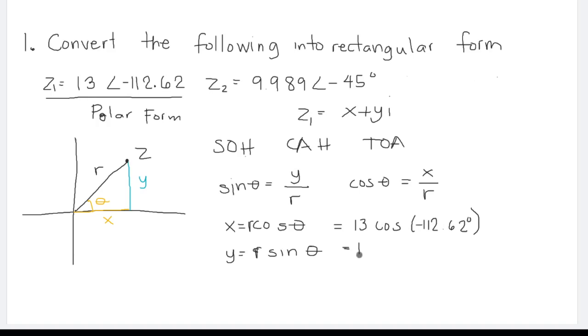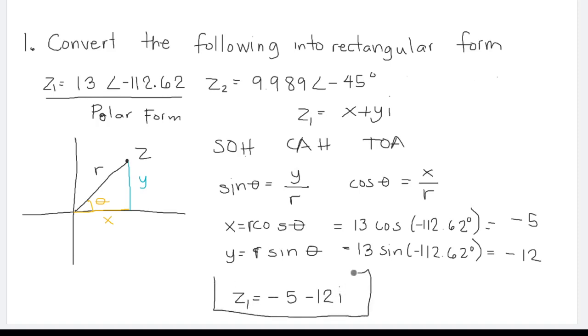So we just substitute the value of r, which is 13, and the angle is negative 112.62 degrees. And we have, again, r is 13 and sine of negative 112.62 degrees. And we arrive with the value of x is negative 5 and the value of y is negative 12. So meaning in rectangular form, z1 is equivalent to negative 5 minus 12i. So this is in rectangular form.